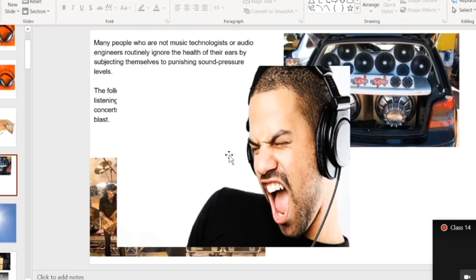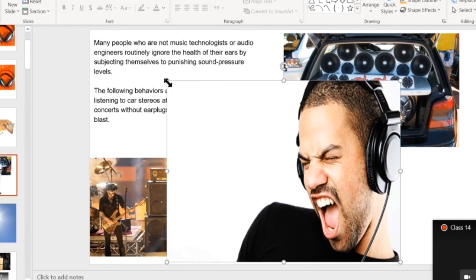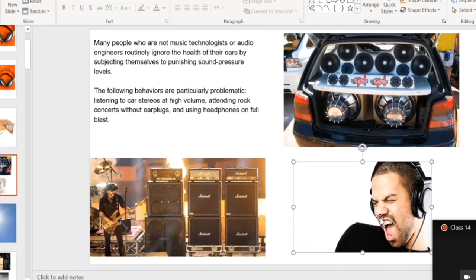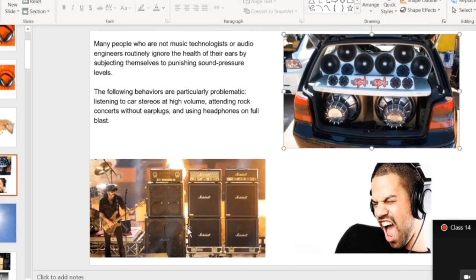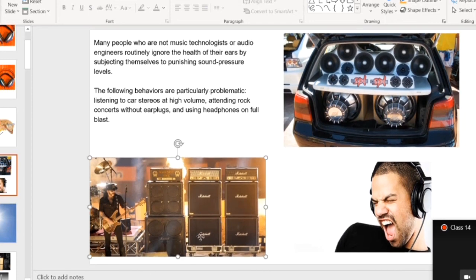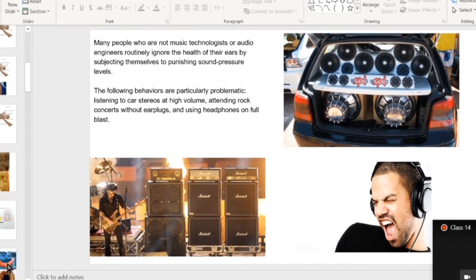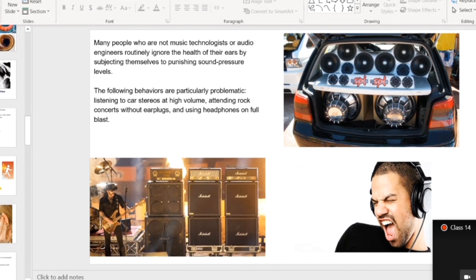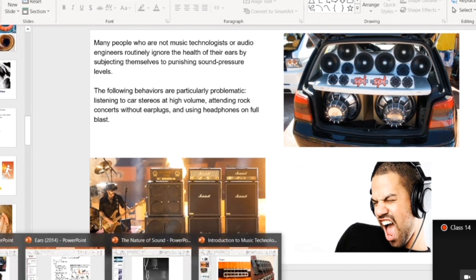It's just, here it is, man. It's destroying your body. The meat inside your skull is being manhandled into submission by high sound pressure level. This is happening whether you're willing to admit it or not. You cannot function as a music technologist or a producer or an engineer if you have terrible hearing. Public service announcement over.